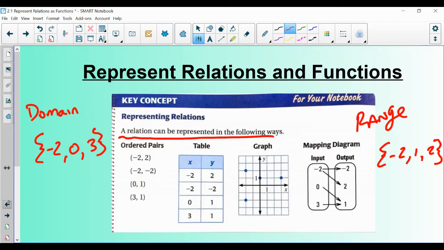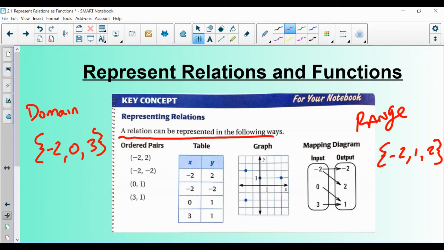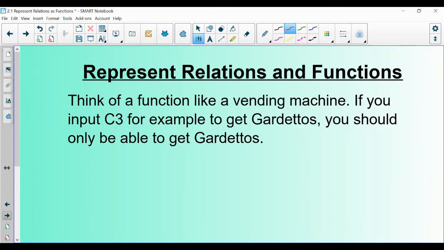So going back to what is a function, each input has exactly one output. I like to think of functions as a vending machine. I actually call the vending machine a function machine from time to time. That's kind of a weird math quirk.